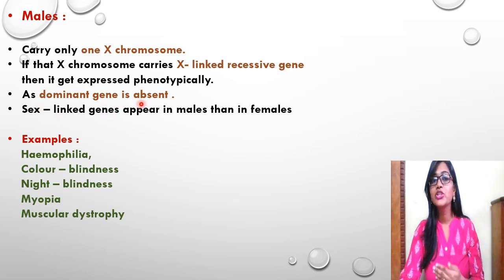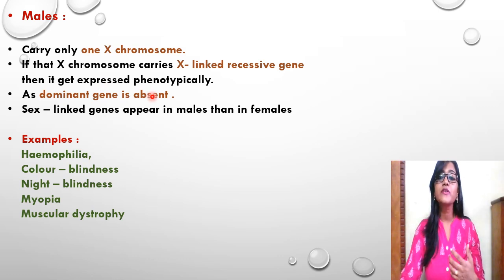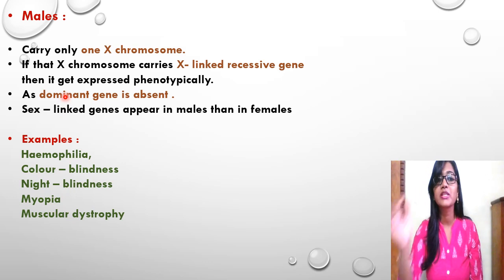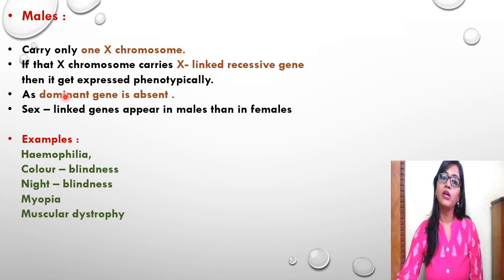Okay, so the dominant gene is absent. So what will happen? As there is no dominant gene, the recessive gene will get expressed. So the sex-linked genes appear more in males than in females. The examples are hemophilia, color blindness, night blindness, myopia, and muscular dystrophy. So for all these diseases, there are more chances that the males will suffer. These diseases will be expressed in the males more than the females. Females will carry the genes, but males will express the phenotypic abnormalities.